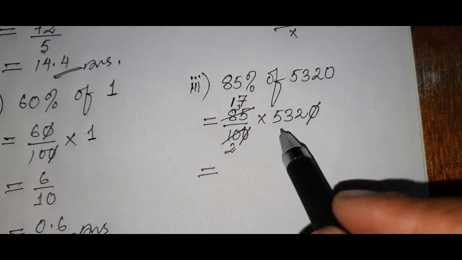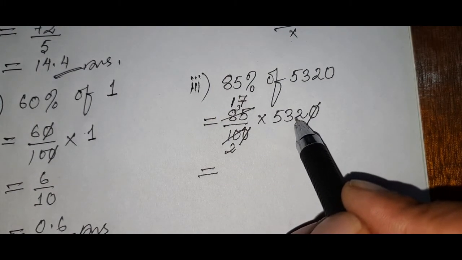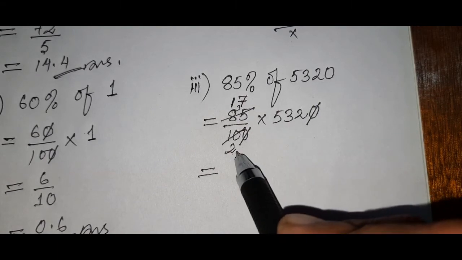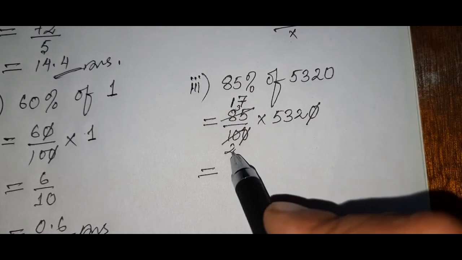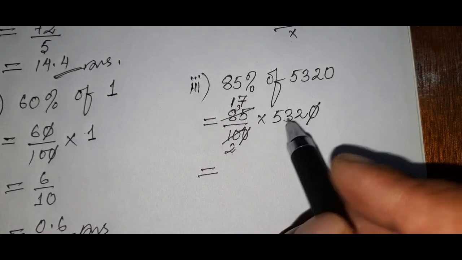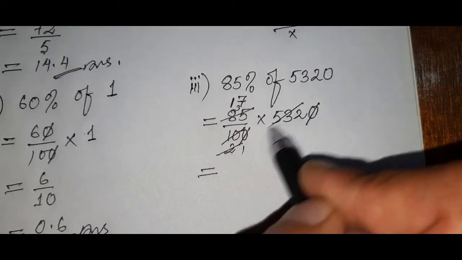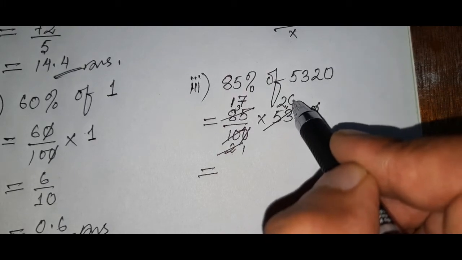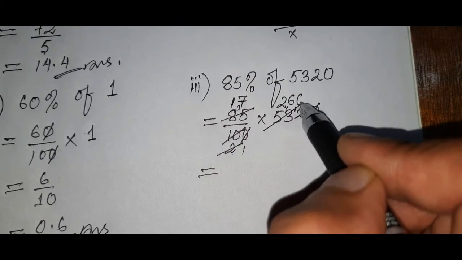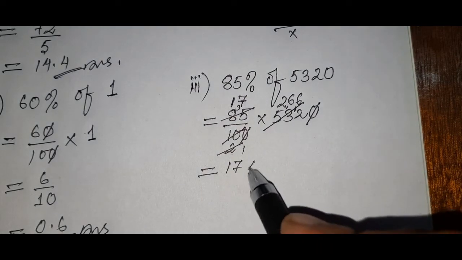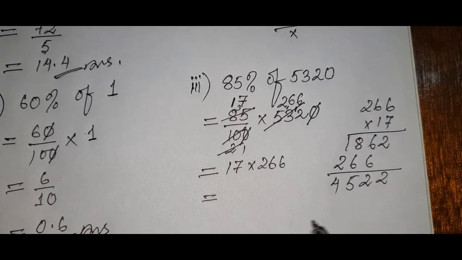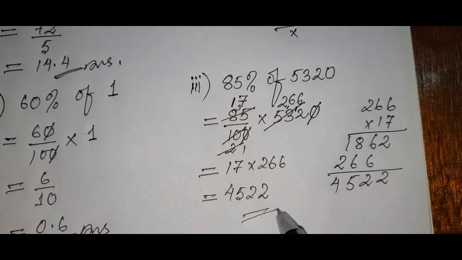Now you have again this 532 and 2, which are both divisible by 2. So you're going to divide this one by 2 and this one also by 2. That is nothing but cutting. So 2 1s are 2, and again here 2 2s are 4, 1 remainder, so this becomes 13. 2 6s are 12, again 1 remainder, 2 6s are 12. So you have here 17 into 266. Now let's multiply these two. So this is 4522. So this is the answer.